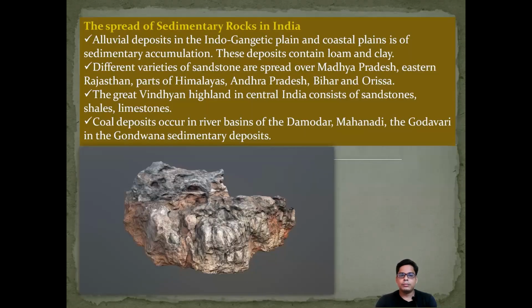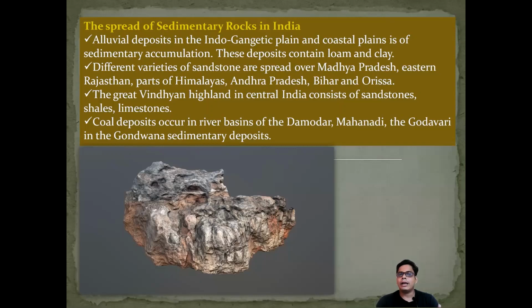Next, the spread of sedimentary rocks in India. Where can we get sedimentary rocks in India? First, the alluvial deposits: the Indo-Gangetic plain and the coastal plains, where sedimentary accumulation took place. These deposits contain loam and clay. Different varieties of sandstone are spread over Madhya Pradesh, eastern Rajasthan, the Himalayas, Andhra Pradesh, Bihar and Odisha. So there you can find sedimentary rocks.